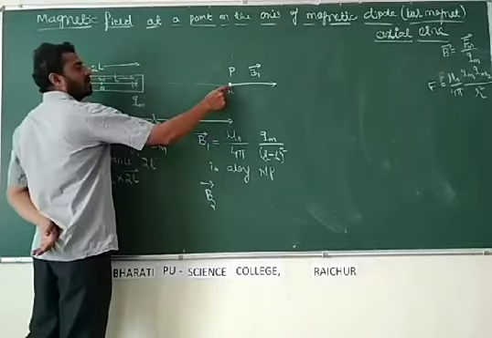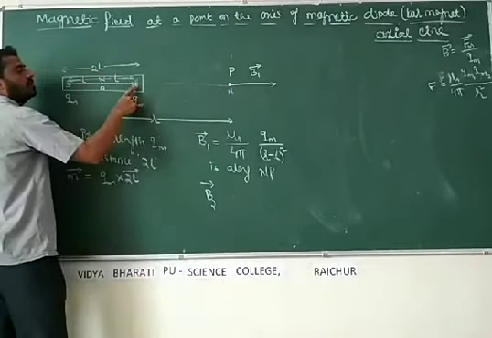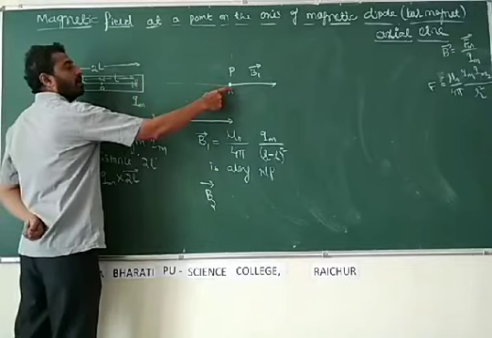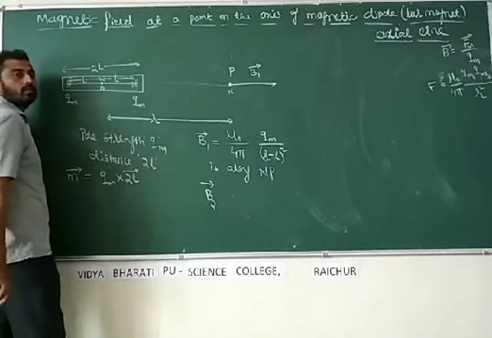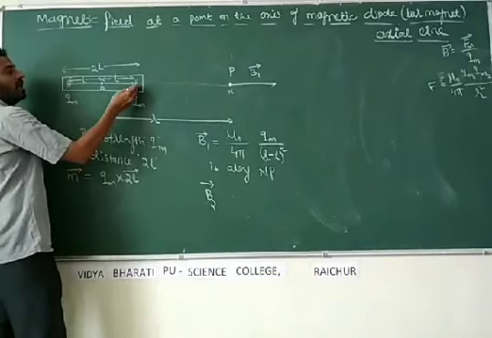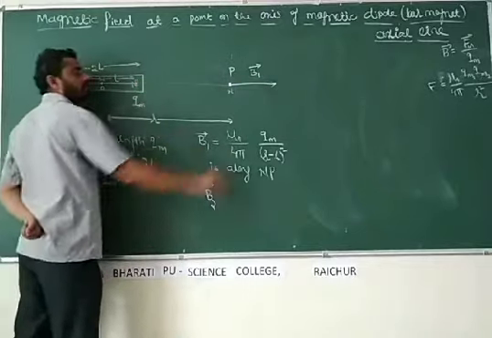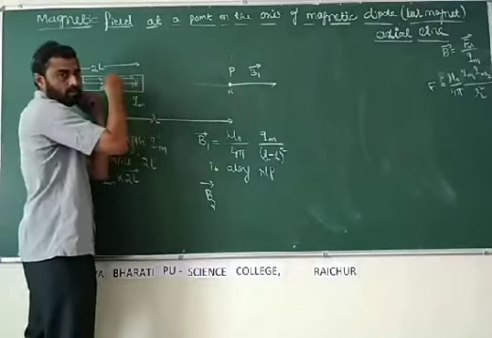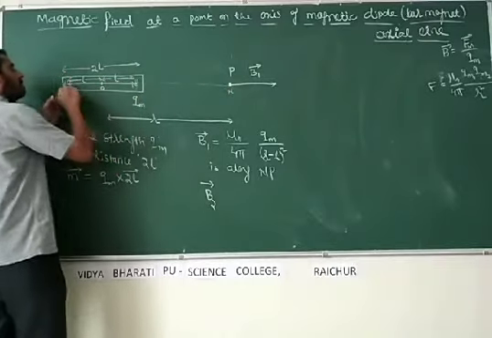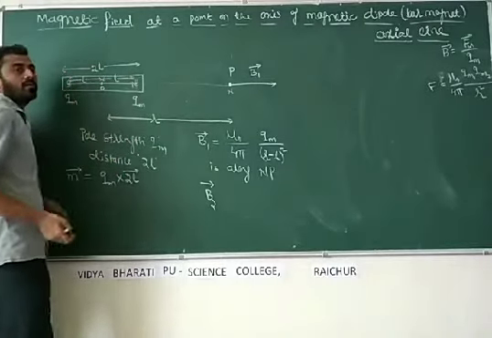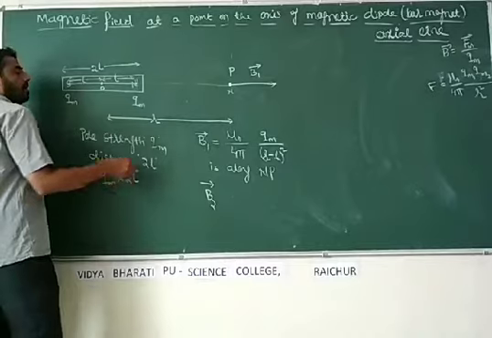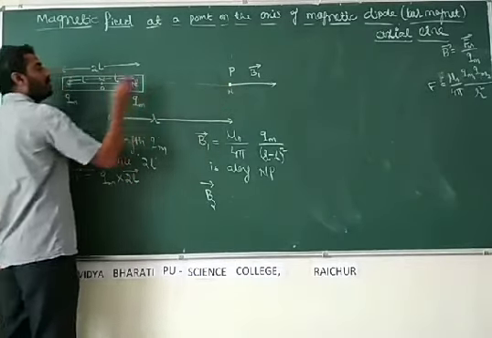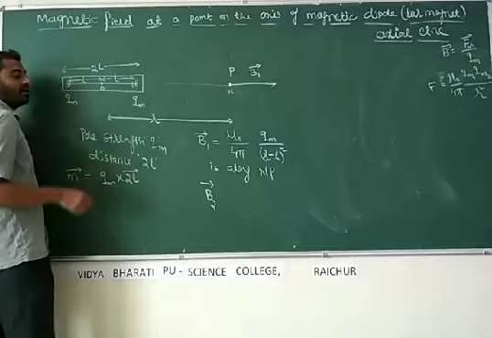V1 is the force on this test north pole due to this north pole. At the same time, this test north pole is attracted by the south pole. When this north pole is offering a repulsion, at the same time this south pole is trying to attract it, because this is the north and this is the south. Unlike poles always attract each other.